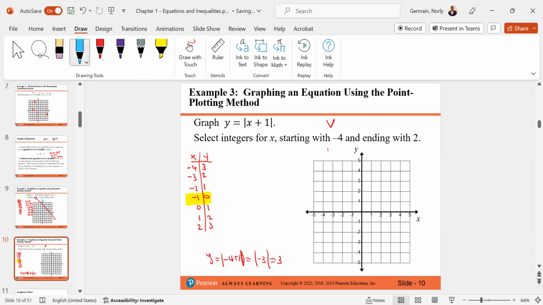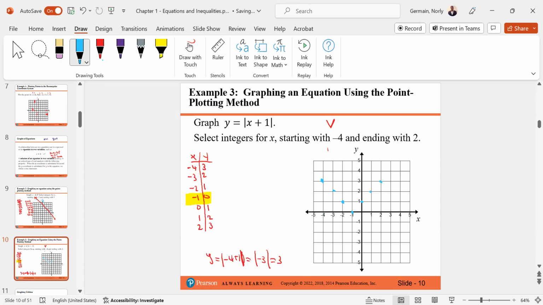So if you see, when x is -4, y is 3. When x is -3, y is 2. When x is -2, y is 1. When x is -1, y is 0. But when x is 0, y is 1. Okay, we see we already form it. When x is 1, y is 2. When x is 2, y is 3.